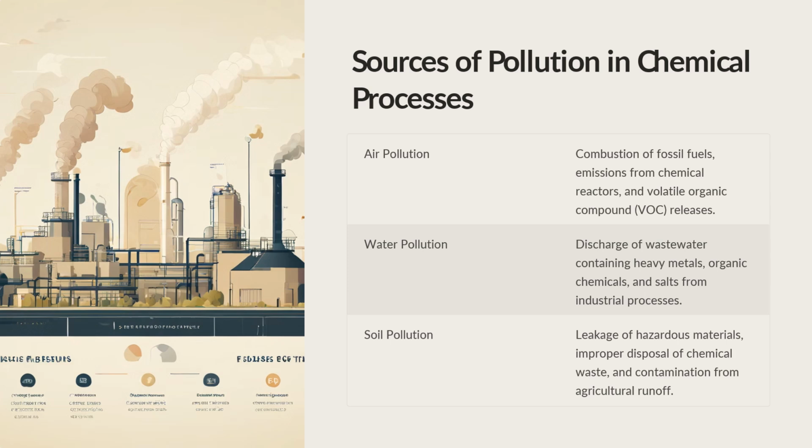Sources of pollution in chemical processes. For air pollution, you have combustion of fossil fuels, emission from chemical reactors, and volatile organic compounds releases. Water pollution, you have discharge of wastewater containing heavy metals, organic chemicals, and salts from industrial processes. Soil pollution, you also have leakage of hazardous materials, improper disposal of chemical waste, and contamination from agricultural runoff, as in overuse of fertilizers, and things like that.